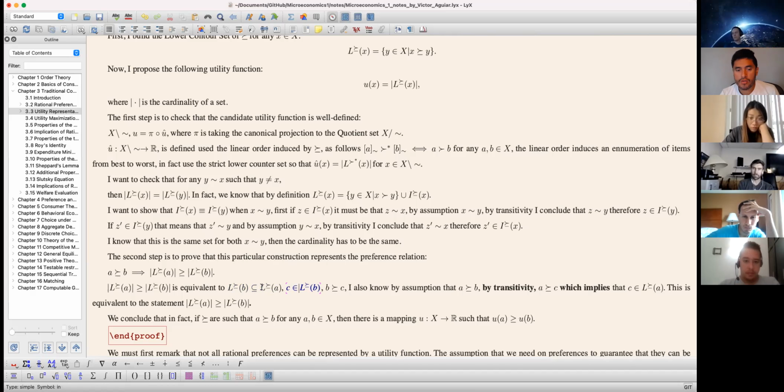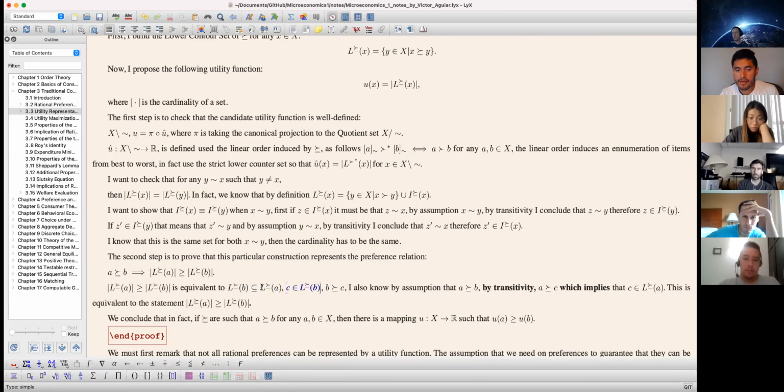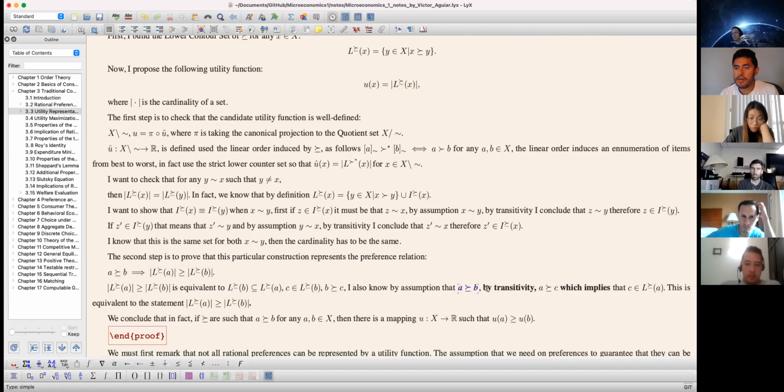So now what I do is basically notice that by definition of the lower contour set, B is weakly better than C, okay? Remember that by assumption, what is the assumption here? A is better than B, right? By assumption. So A is better than B. Now by transitivity, what do I conclude? So remember that A better than B and B better than C implies that A better than C, right? Which implies that C belongs also to the lower contour set of A. So this is equivalent to the statement that this thing holds.